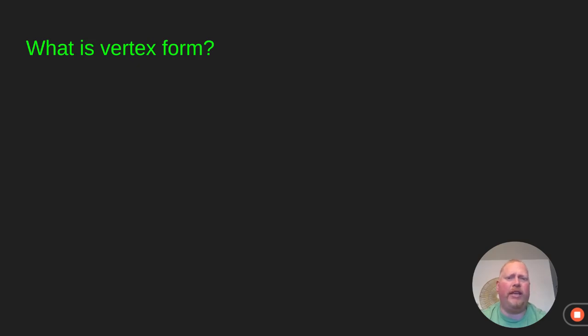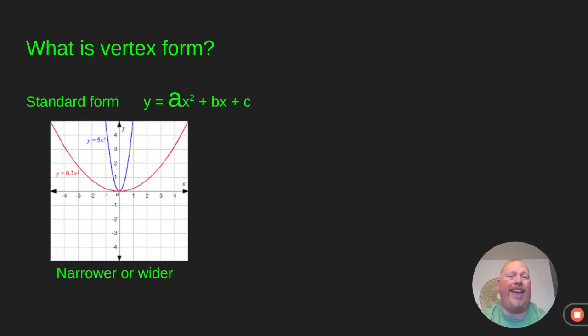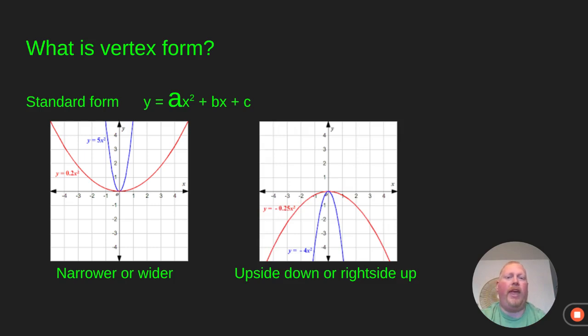So what is vertex form? Before we get to that, let's do some review. We've talked about standard form, which is y equals ax squared plus bx plus c. And we know that the a value affects whether the graph is narrower. The bigger the a value, the more narrow it is. The closer to zero, the wider the parabola gets. The a value also determines whether it's going to be upside down or right side up.